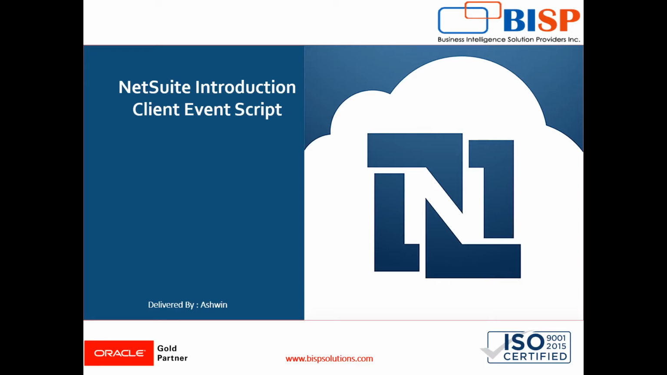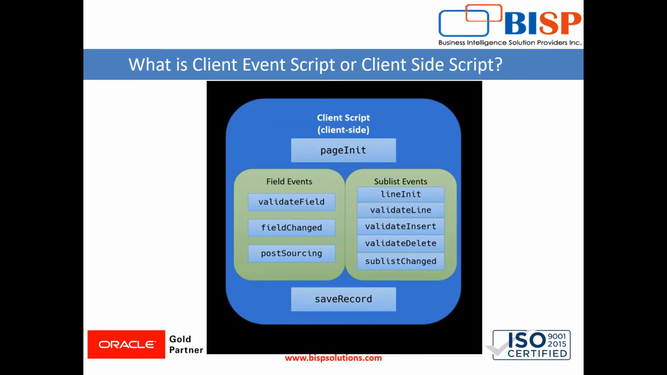Myself Ashwin, and today we are going to see client event script. Now see, there are so many types of client event script. One is the page init, then field event script. That means some script that you want to run at the time of field events, some script that you want to run at the time of sublist event, and at the time of save record. So these are the different types of client events. Now in this video we will see page init script.